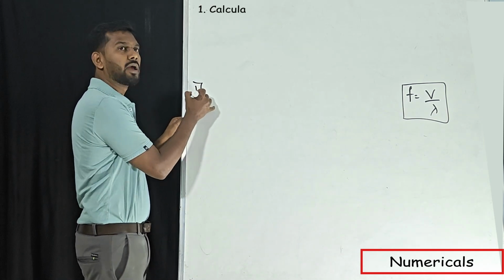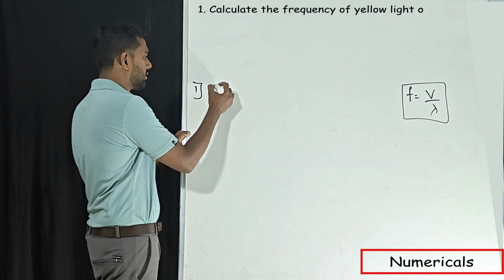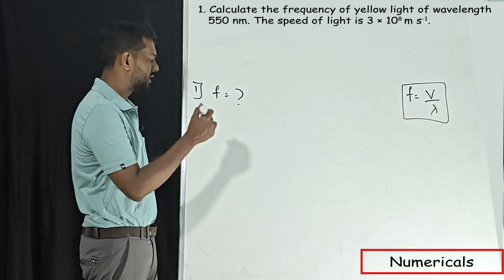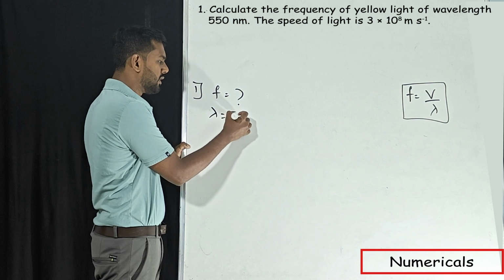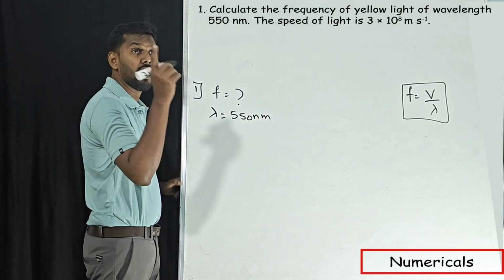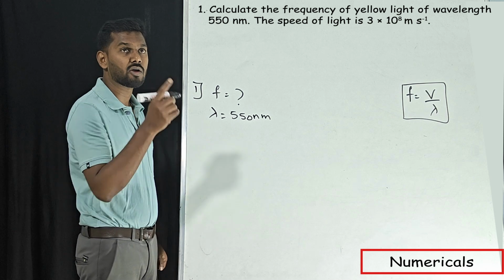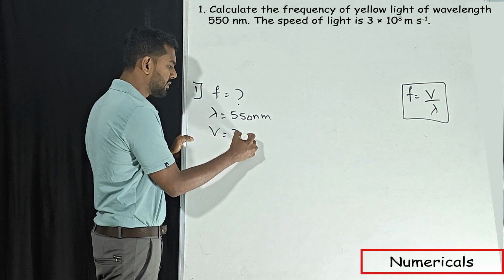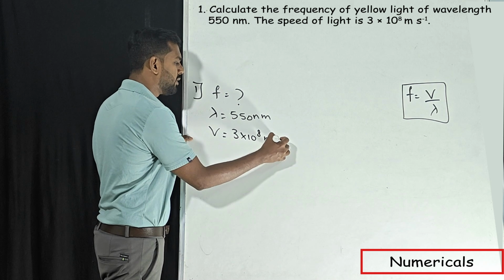First one: calculate the frequency of yellow light of wavelength, wavelength symbol is lambda, that is 550 nanometer. Then the speed of light is nothing but velocity, that is 3 into 10 power 8 meter per second.